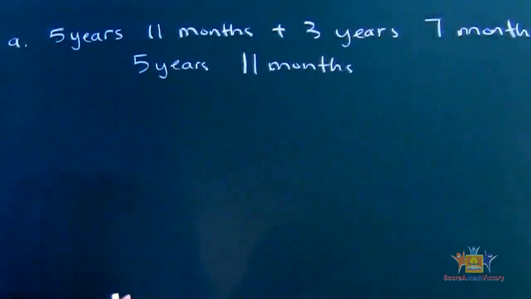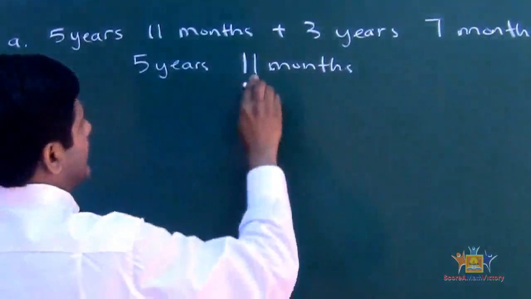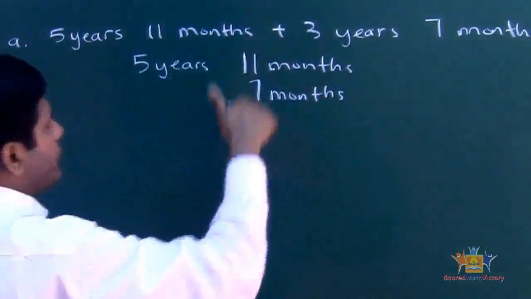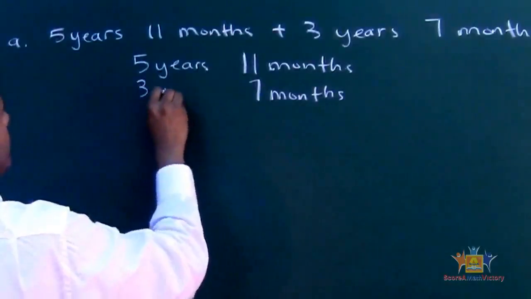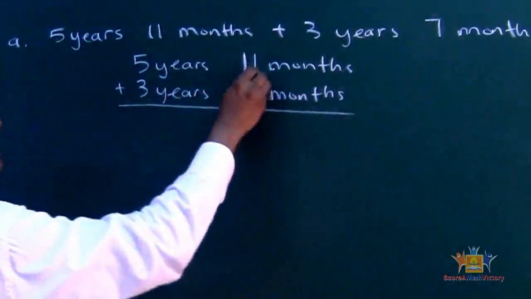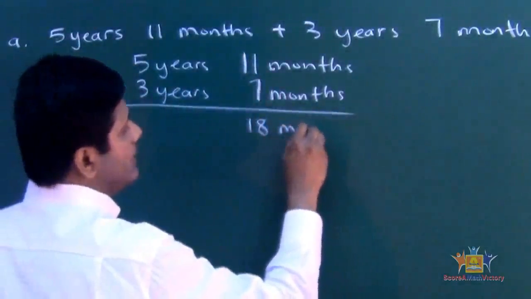Now always start with the smaller unit. Always start with the right, okay? So I'm going to take the 7 first, 7 months. Make sure you write down the unit, because that way you know you're lining up month with month, year with year. So then I'm going to put 3 years right here. Then I'm going to add it. 1 plus 7 is 8. And then bring 1 straight down, gives you 18 months.